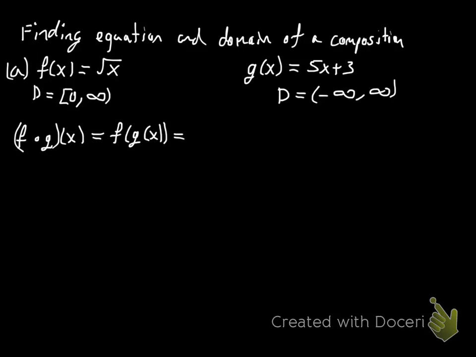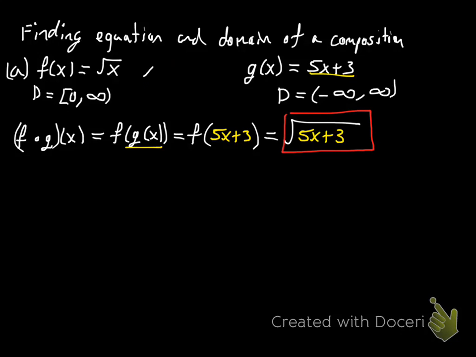All right. Now g of x is this 5x plus 3, so that's what we're going to replace the g of x with. It's 5x plus 3. And our function f takes input whatever we feed it, and it takes the square root. So here we're feeding it 5x plus 3. Okay, and there's your composition right here. That's your formula.